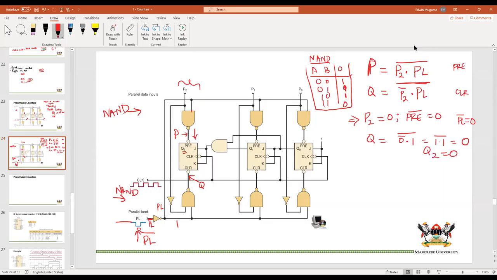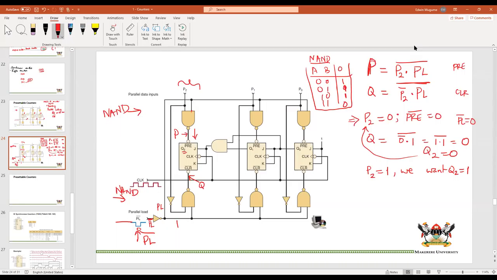But Q2 is the same as, it means that we have sort of preset P2 is equal to zero by clearing, because if we want to set a flip-flop to show zero, we might as well just clear it. Let us look at an example. What if P2 was one? If P2 was one, meaning that we want Q2 is equal to one.